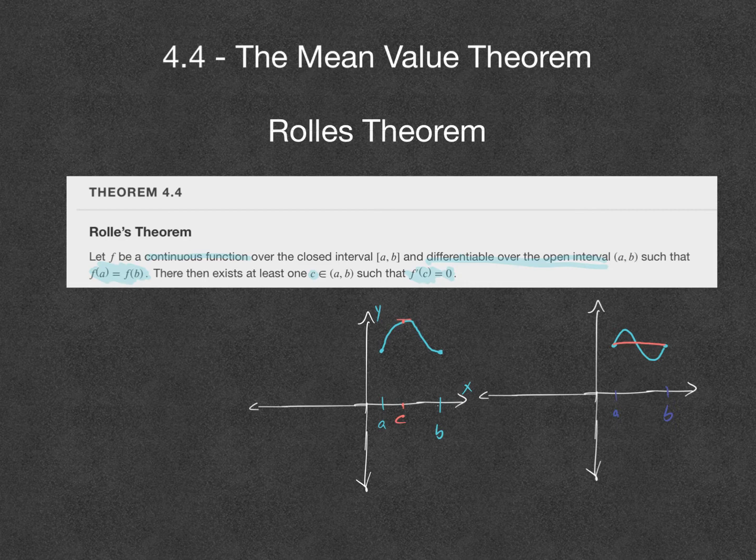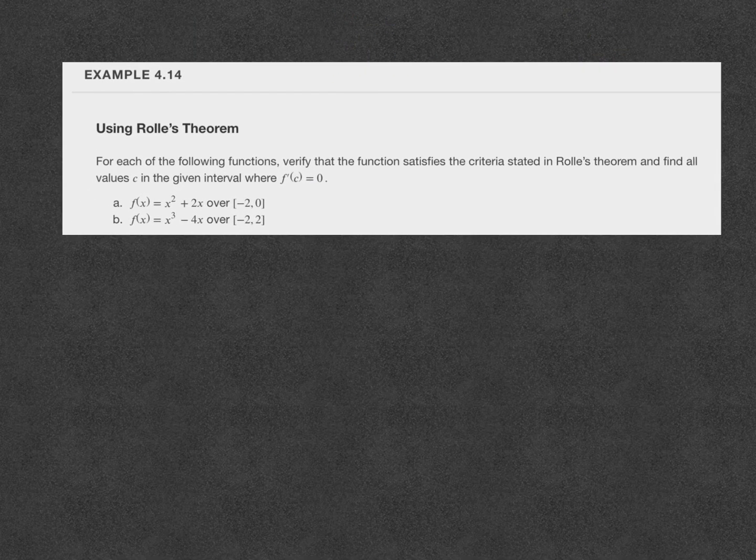All right, enough setup. Let's look at an example scrolling down. Okay, so it says for each of the following functions, verify that the function satisfies the criteria stated in Rolle's theorem and find all values of C where the derivative is equal to 0. All right, so first of all, the verify. That is a polynomial function, so it is continuous. And differentiable. Those are important. It has to be continuous. Derivative has to exist in order for Rolle's theorem to apply.